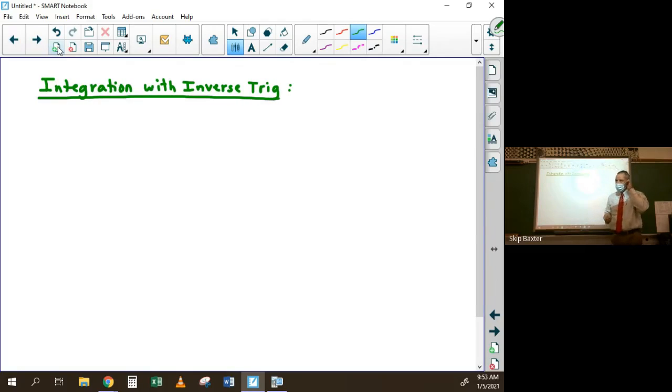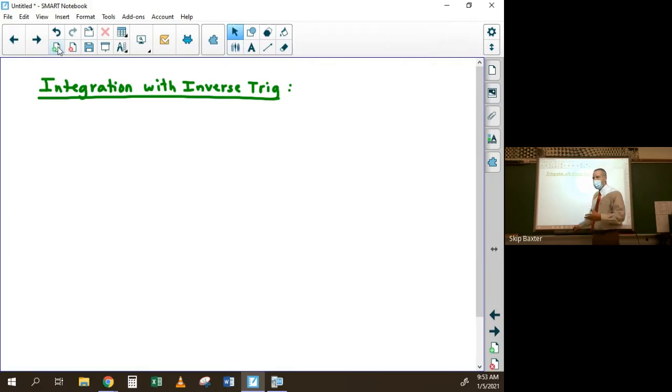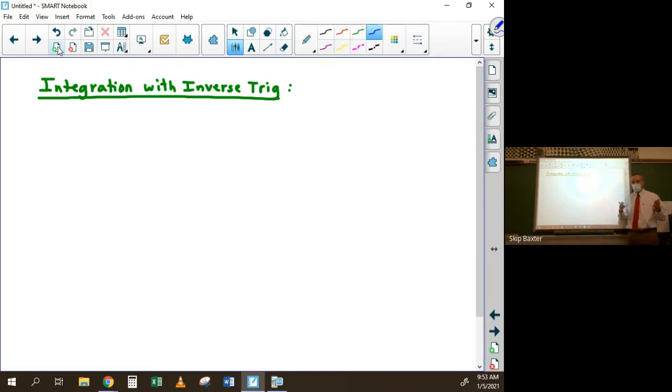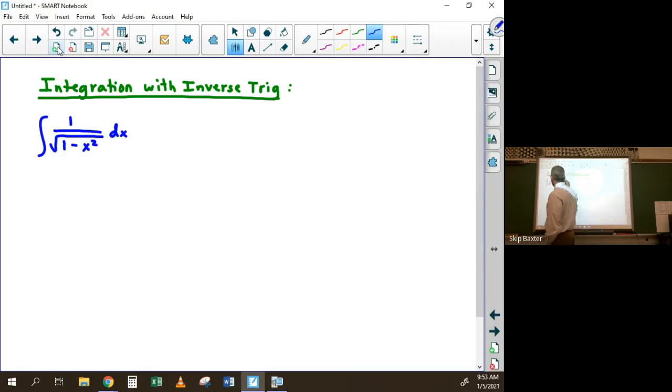So remember, there's basically three things that you need to remember, three rules. Not six, because they end up being negatives of each other, and you can just have it be negative instead of worrying about the other ones. So if you have the integral of 1 over the square root of 1 minus x squared, this is inverse sine x.